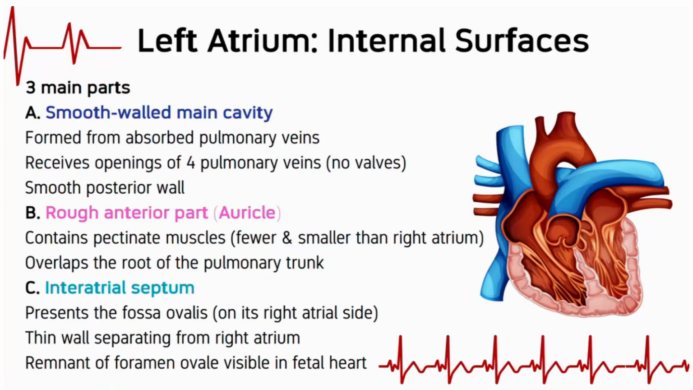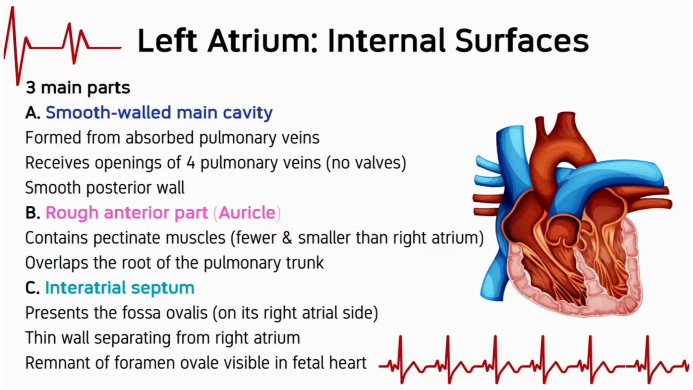Now, the left atrium has internal surfaces as well. It's nearly the same as the right atrium. So it has a smooth-walled main cavity. It's just not called sinus venarum, okay? But it's a smooth part. So this is where we receive the openings of the 4 pulmonary veins. Then we have the rough anterior part, and this rough anterior part is what we call the auricle.